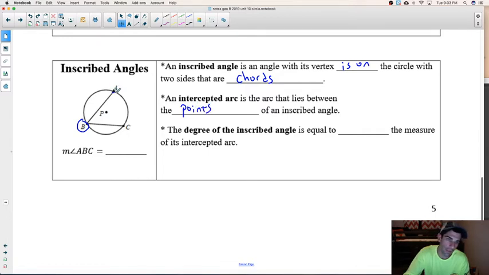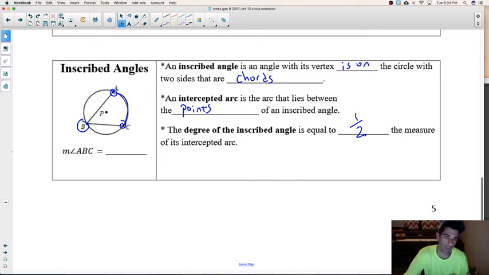So right here, the intercepted arc is between the points that created that angle. And the degree of an inscribed angle is equal to blank the measure of the intercepted arc, okay? And that's going to be 1/2. So it's better to read with numbers than trying to read a definition.